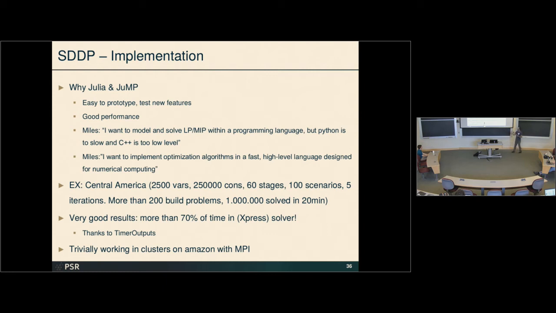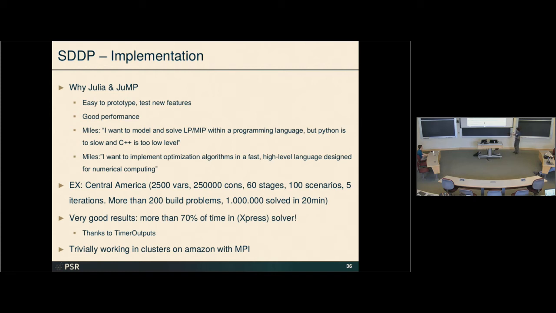So why Julia and JuMP? Once again, easy to prototype and test new features. It has very good performance. Python would be easy to prototype, but not so good in performance. And I'd like to quote Miles a few times in this presentation. One of them is: I want to model and solve LPs within a programming language, but Python is too slow and C++ is too low level. In our case, we think Fortran is too low level, but we also have a version of the model in C++.